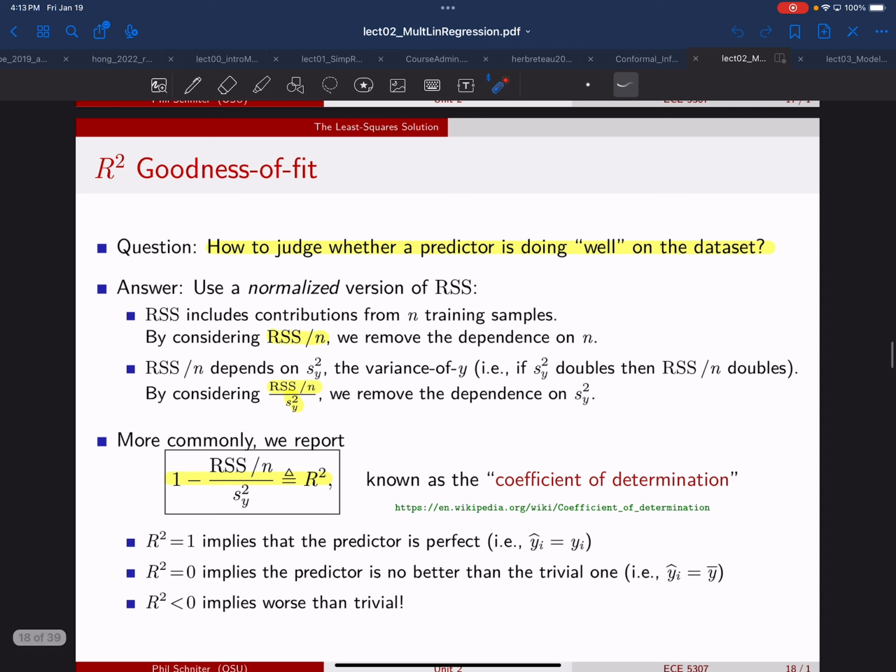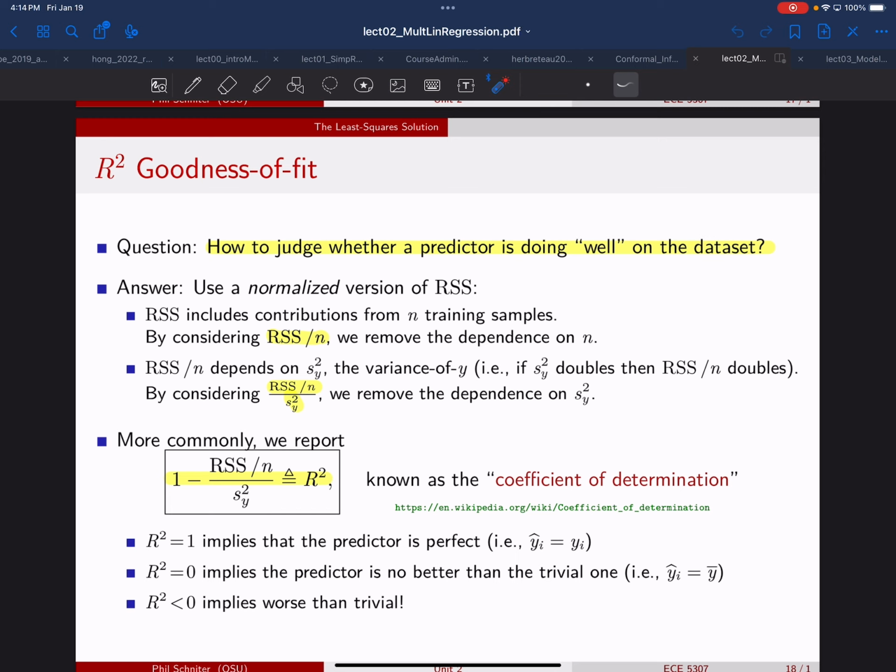And similar to last unit, we talked about quantifying how good of a fit our linear predictor is. And we're going to do things the same as before with R squared. This is basically 1 minus a normalized version of RSS, such that R squared equals 1 means perfect prediction. R squared equals 0 means prediction no better than the trivial case.